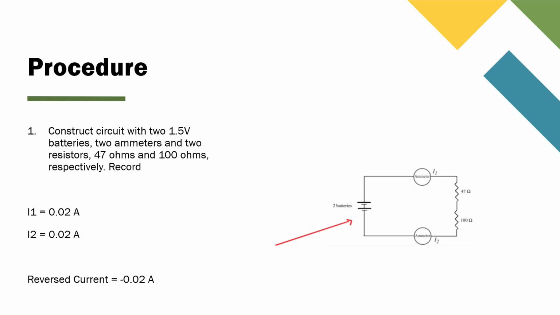So the procedure, first you have to construct a circuit with two 1.5 volt batteries, 2 ammeters, and 2 resistors, a 47 ohm and a 100 ohm resistor, and then record what happened. So here's a diagram of that. And then the current in I2 was 0.02 amps, the current in I1 was 0.02 amps as well, and the reverse current was negative 0.02 amps.